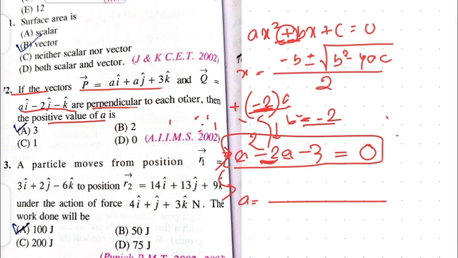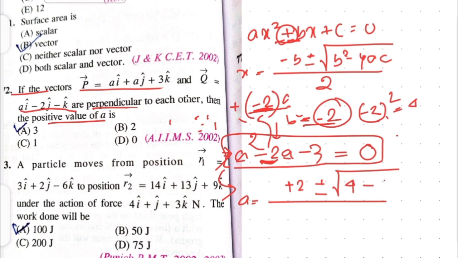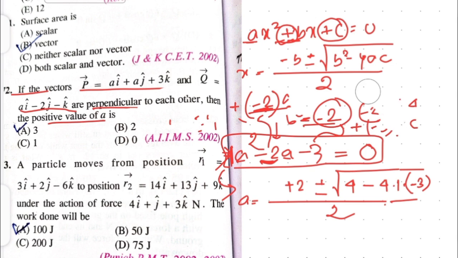Now minus b means minus into minus 2 means plus 2, plus minus root over b square, b is minus 2. Now minus 2 square means 4, 4 minus 4. What is a? A is the coefficient with x square, that is 1 here. 1 dot c. What is c? Plus c here. So here it is plus minus 3, right? So c is minus 3. Minus 3 divided by 2.